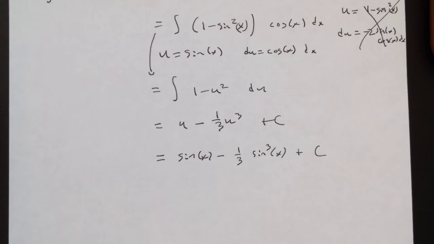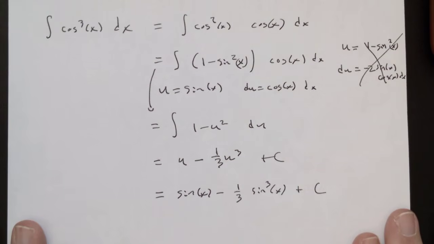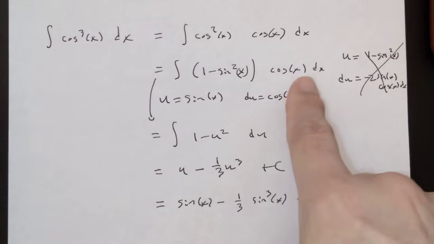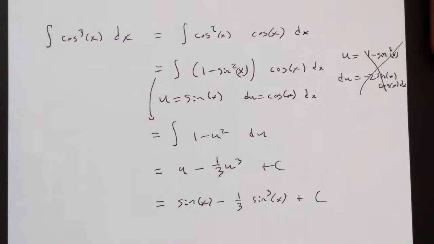The trick to me at the start of this, the thing I noticed when I first set this problem up, was that I had a cosine cubed. And my Pythagorean identity is in terms of cosine squared. So I'd have one floating cosine left over. That gave me a hint for a du.